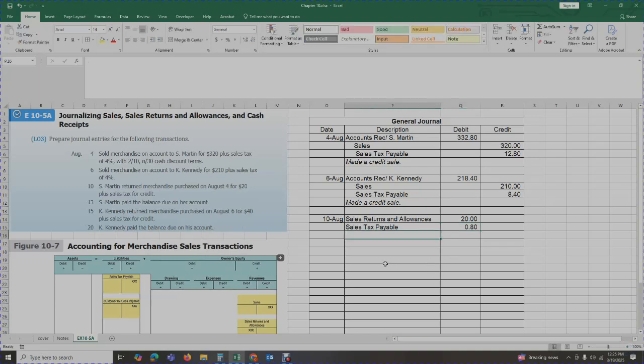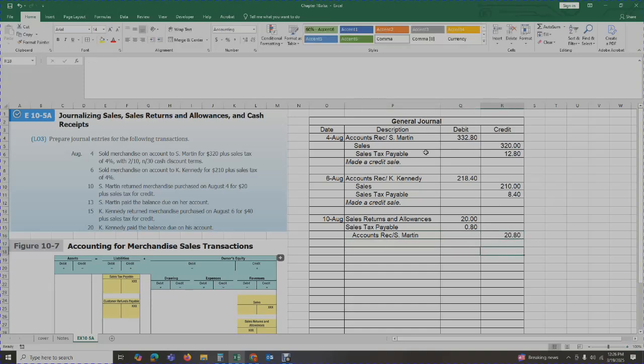Now what I'm going to do is, if we recall, Martin purchased on account. So what we're going to do is adjust the receivable. That way Martin will no longer owe me the full amount of $332.80. We'll deduct the return from the balance that is owed. So I'm going to offset it against my accounts receivable for S. Martin. So I'm going to give the money back. I'm going to reduce the amount that is owed by Martin for the total of $20.80.